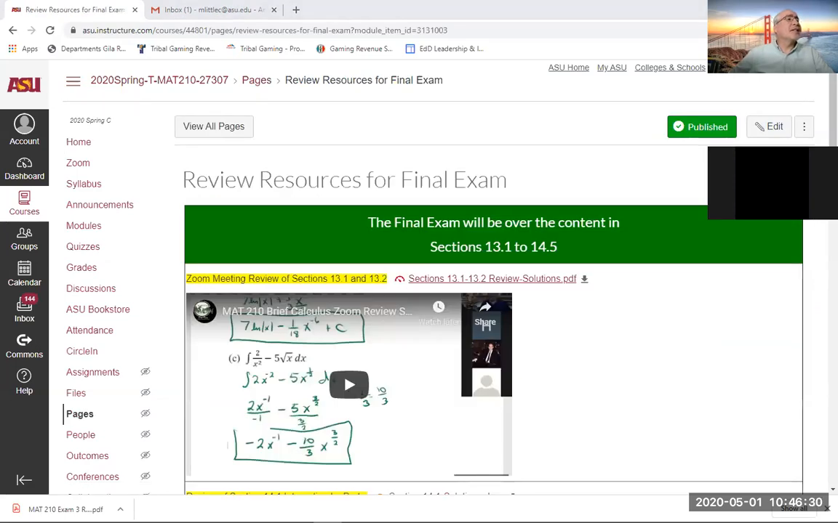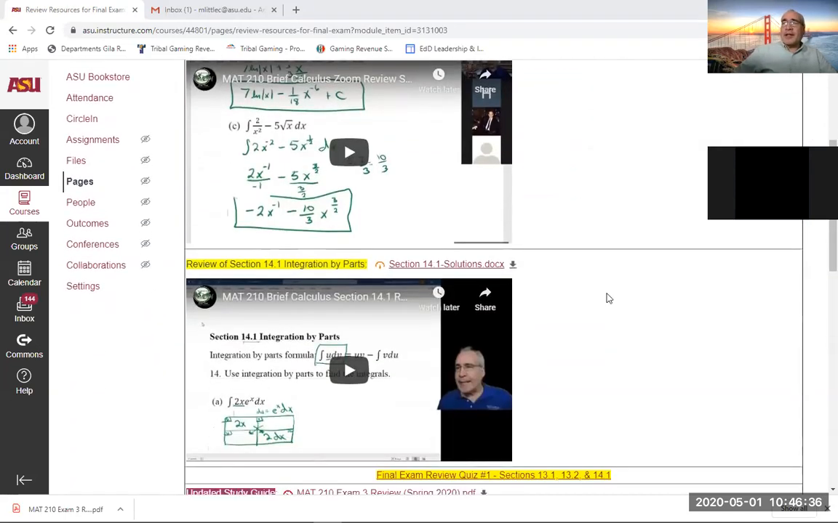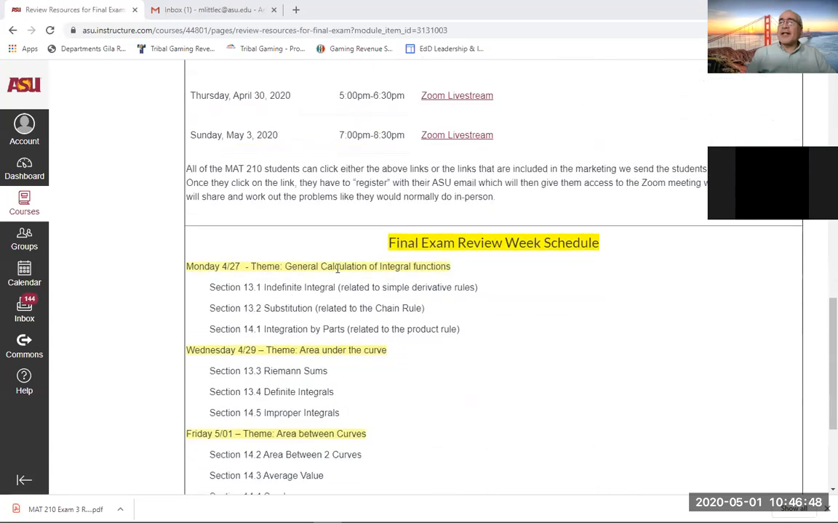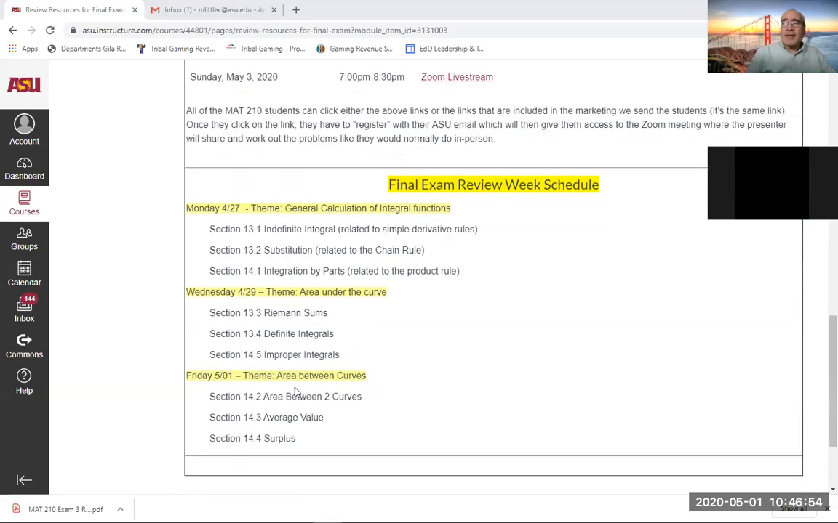Let's get everybody added in. So we've got the two videos. One is the Zoom recording from Wednesday, and the other one's a video I made after Wednesday afternoon, I think it was. So those have the first section, so that takes care of 13.1, 13.2, and 14.1. Today I've got it set up where we could go through 13.3, 13.4, and 14.5.